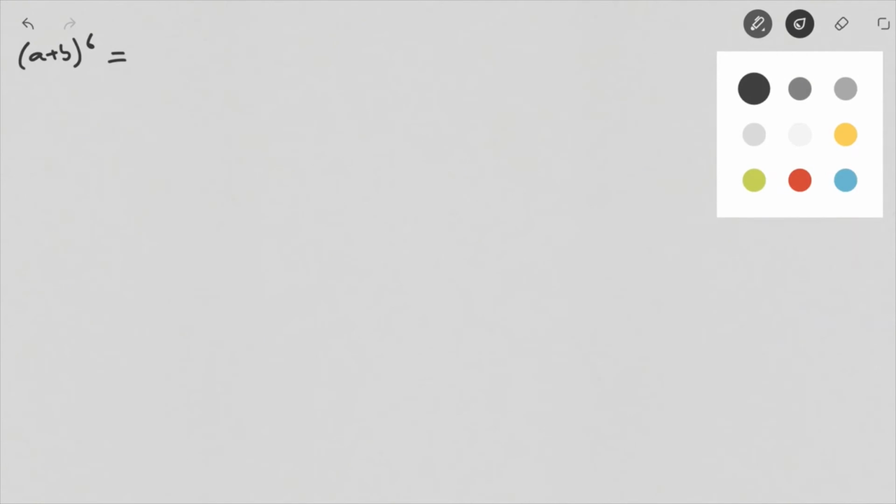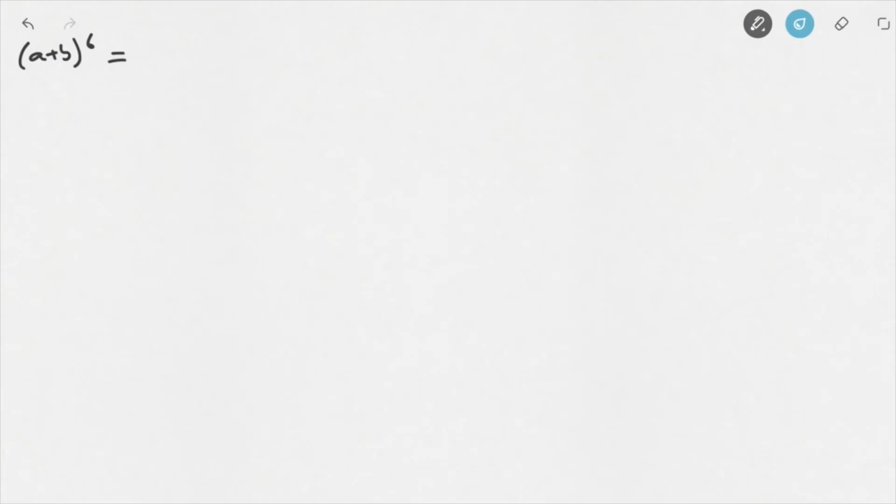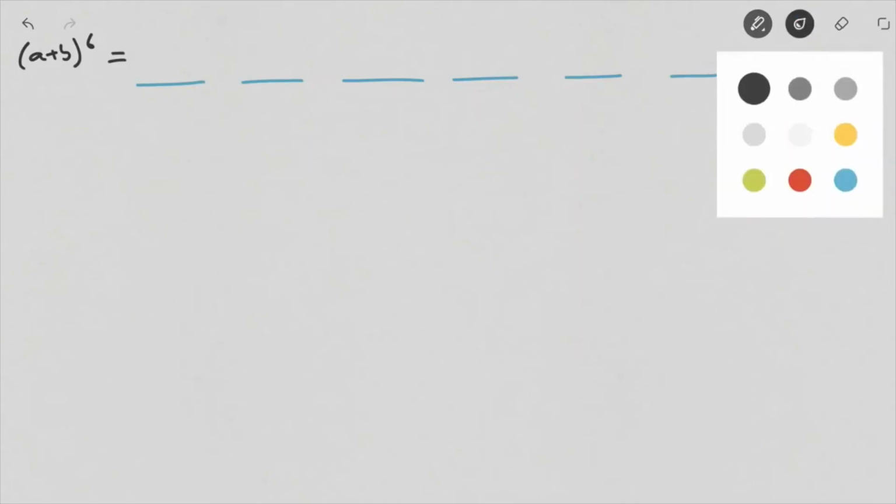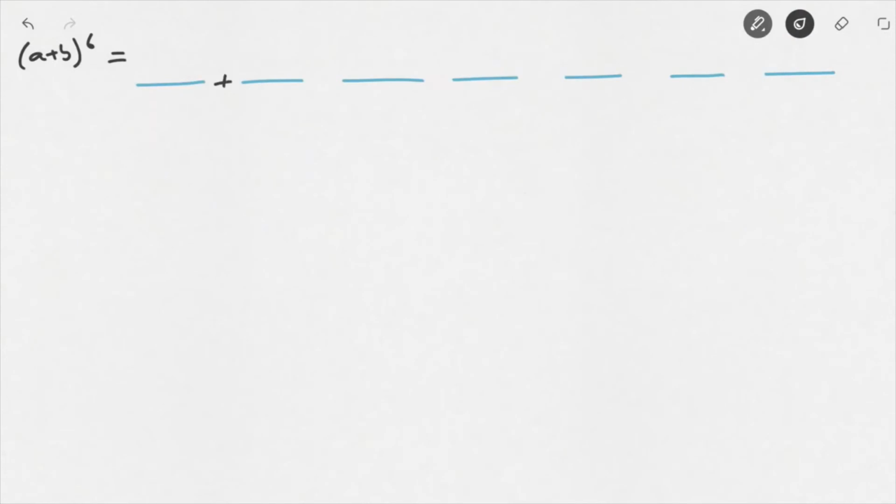Let's try working through one last example. If we were to consider a plus b raised to the power of 6. Well, in this case, I'll go a little faster, and I'll say right away, this should have 7 terms. So I'll go ahead and leave 7 spots. That should be 1, 2, 3, 4, 5, 6, and 7 spots. In between each of these, I'm going to write an addition. So plus, plus, plus, plus, plus, and plus.